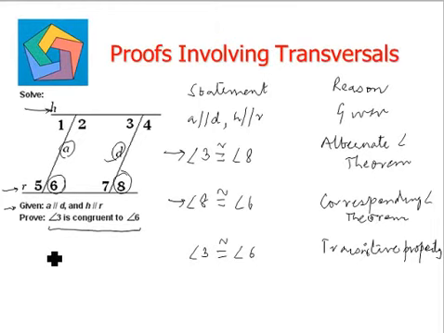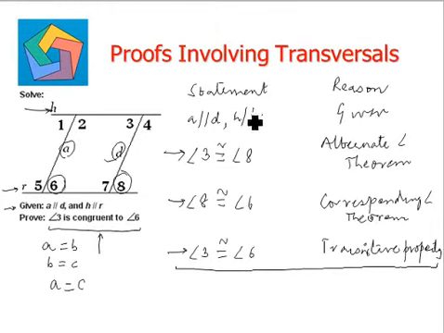As per the transitive property, if A is equal to B and B is equal to C, then A is equal to C, which we can see over here also. So we were asked to prove angle 3 is congruent to angle 6, which we have proved over here. So this is our statement and the reason proof for the same. Let's move on to the next question.